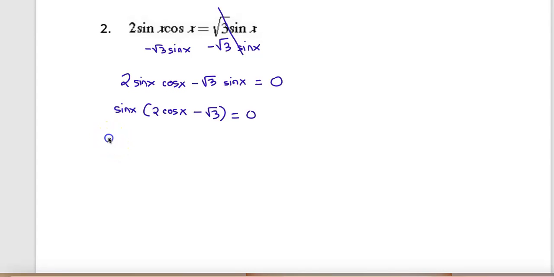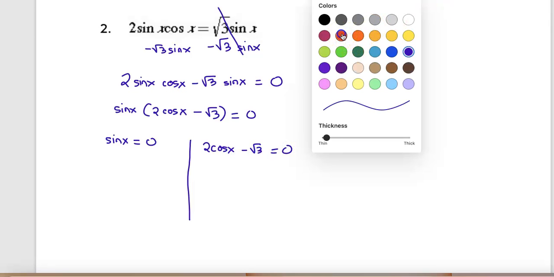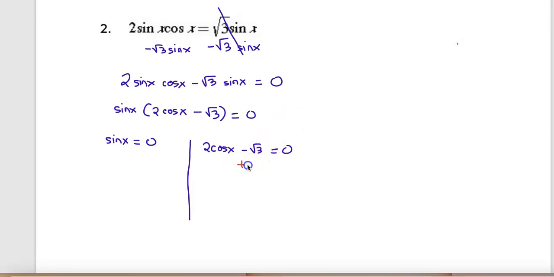So I will equate each factor to zero. It will be sine x is equal to 0, and also 2 cosine x minus radical 3 is equal to 0. At this part I can simplify further: I add radical 3 to both sides, this cancels out, so 2 cosine x is equal to radical 3, and I divide both sides by 2. So I have cosine x is equal to radical 3 over 2.